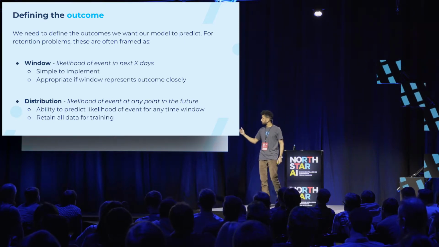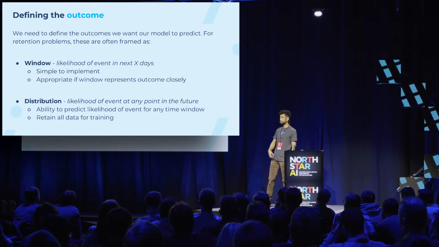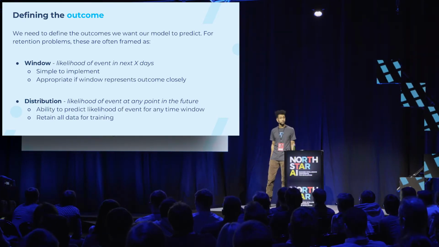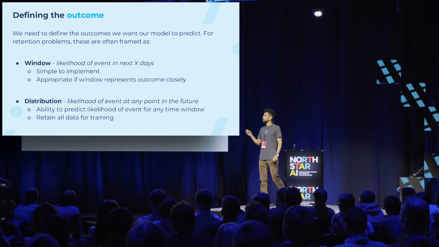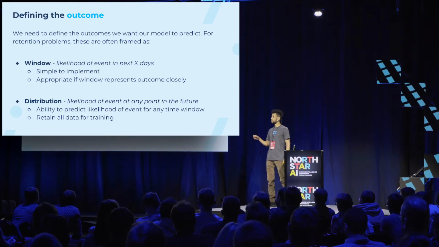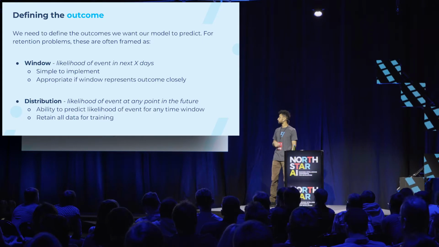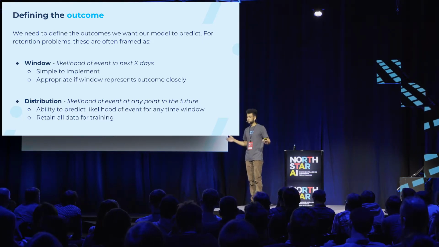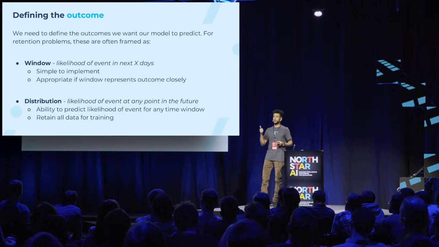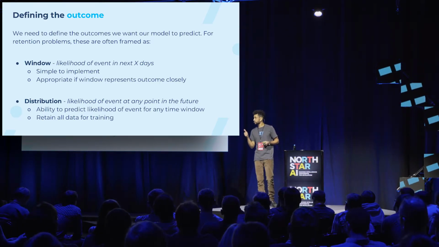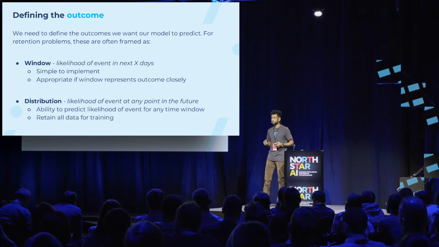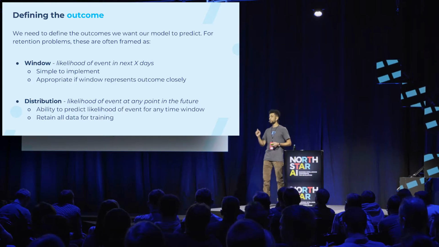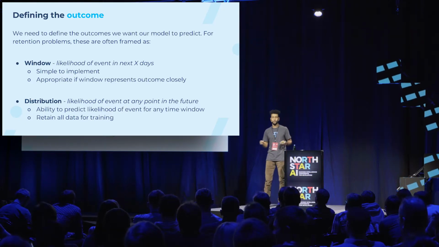The first is the window approach, which is simple to implement and could be appropriate if the window is an appropriate assumption to make on your customers. The second is a distribution approach, right, which gives us the ability to predict the likelihood of an event for any time window. It's already more flexible. But also has the added bonus of us being able to retain all of our data for training, which is huge. And we don't need to arbitrarily specify what window length we want to look at and use.